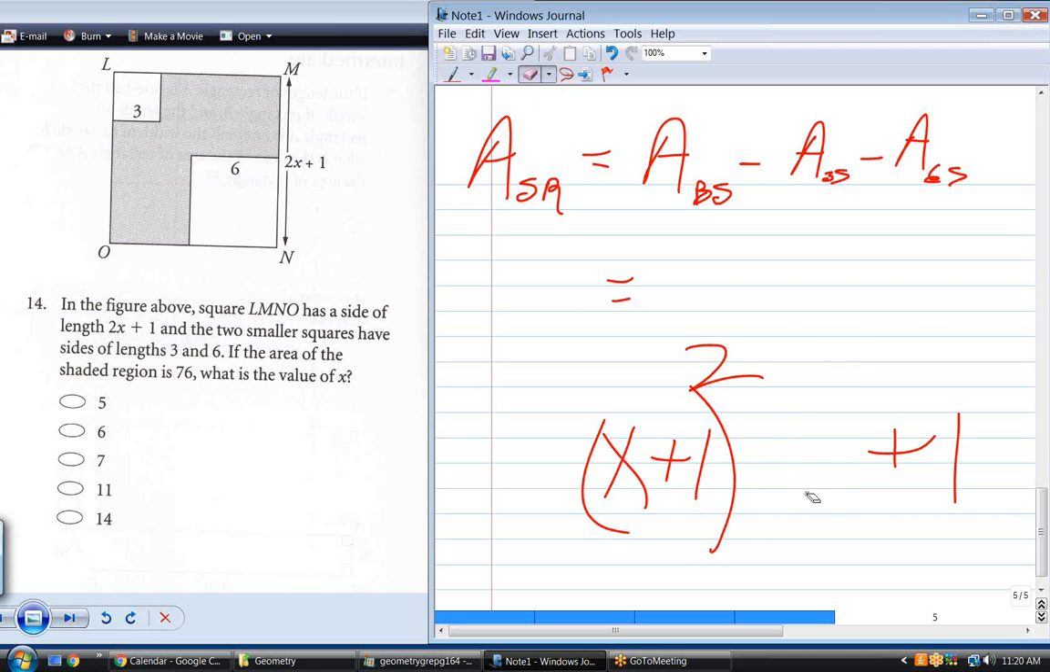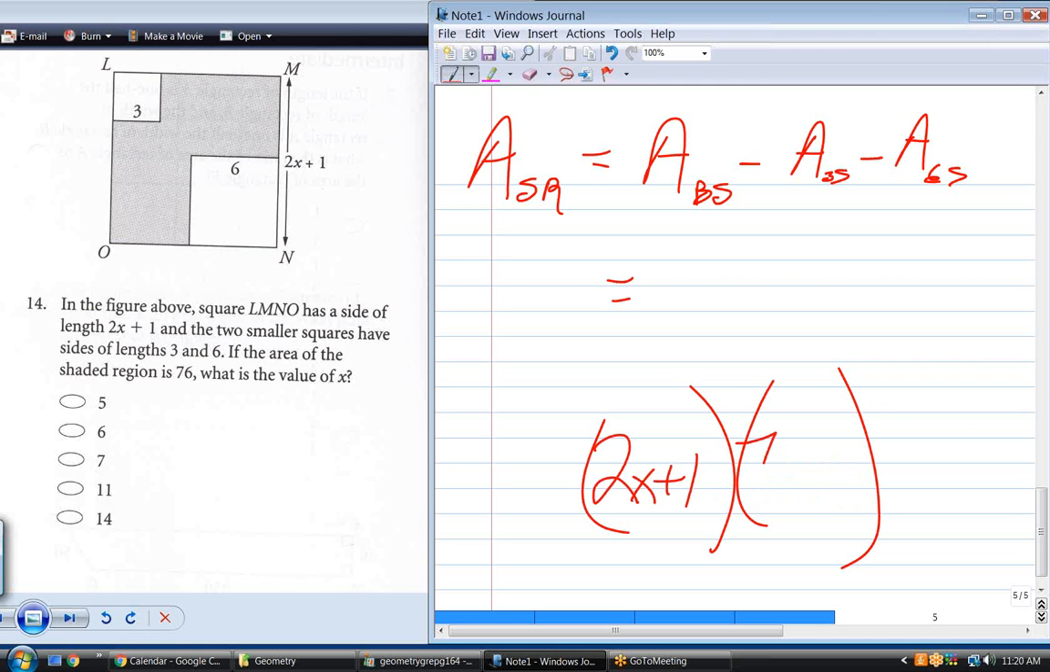Remember what it means. When I'm squaring it, it means I'm multiplying it by x plus 1. Now you have to FOIL these, and when you FOIL it, you have a middle term that comes into play. So in our case, when I FOIL it, multiply it together.